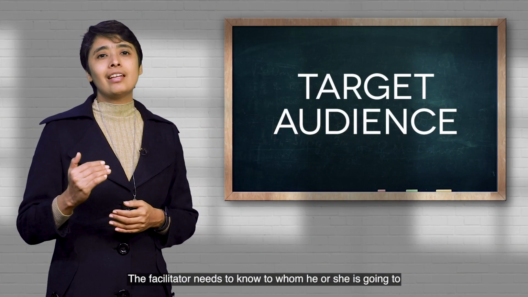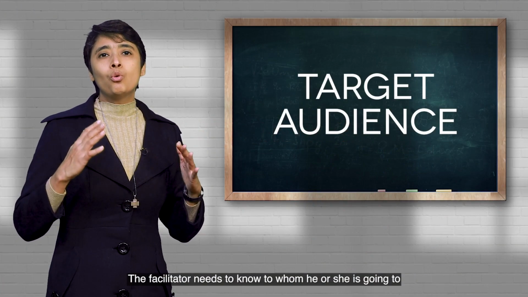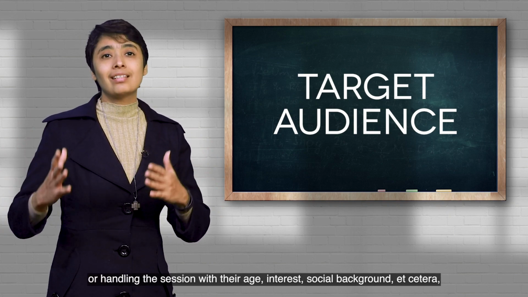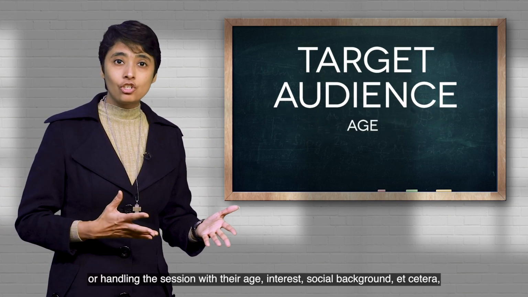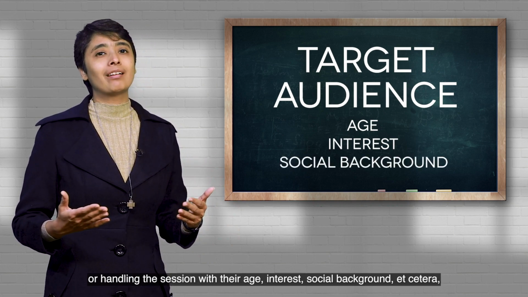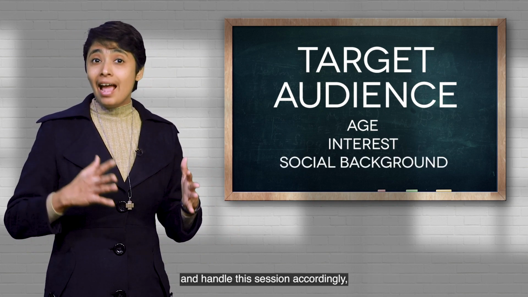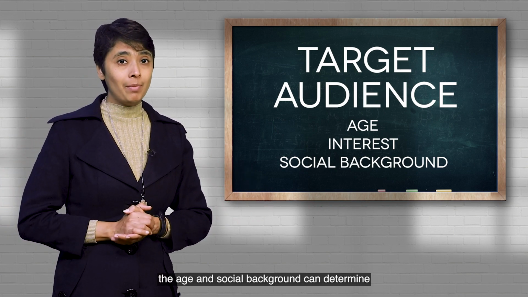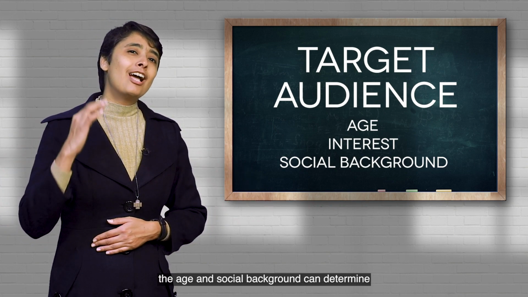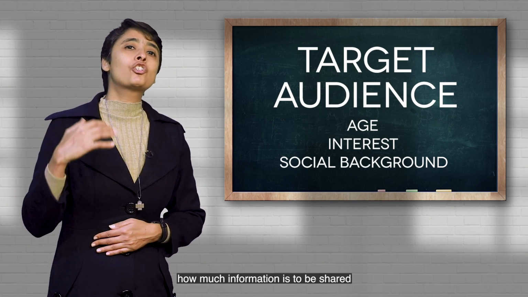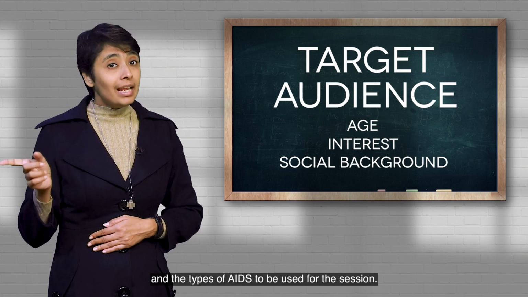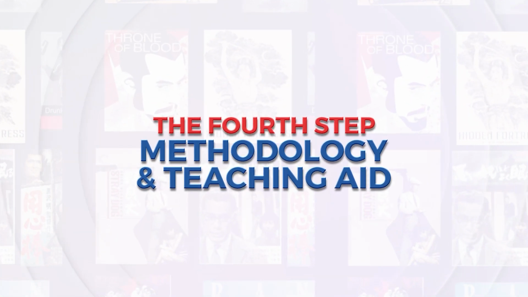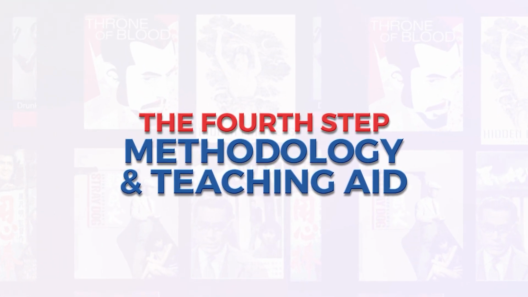The facilitator needs to know to whom he or she is handling the session with, their age, interest, social background, etc., and handle this session accordingly. The age and social background can determine how much information is to be shared and the types of aids to be used for the session. Now, the fourth step, methodology and teaching aids.